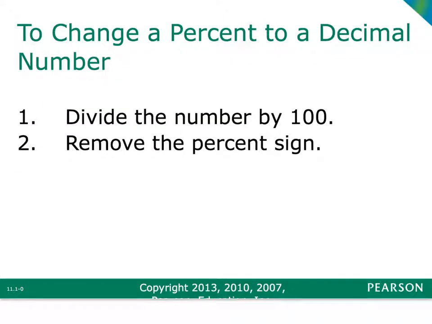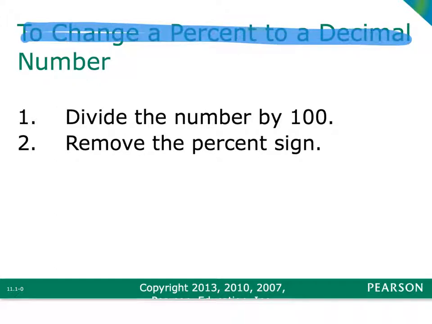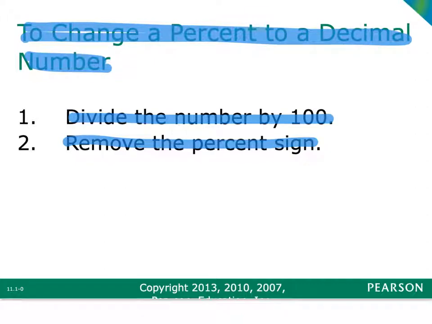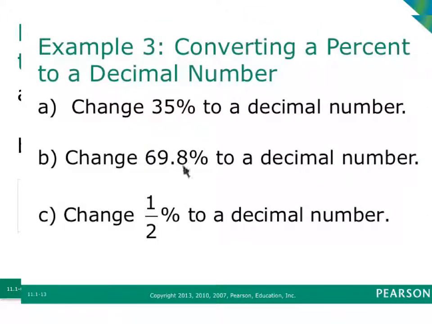Okay, and we talked about this at the beginning of this section, but to change a percent to a decimal number, remember percent means out of 100, so we're going to start by dividing the percent number by 100, and then remove the percent sign. Okay, so let's look at 35%, 69.8%, and 1/2%. We'll have to be careful with that one.